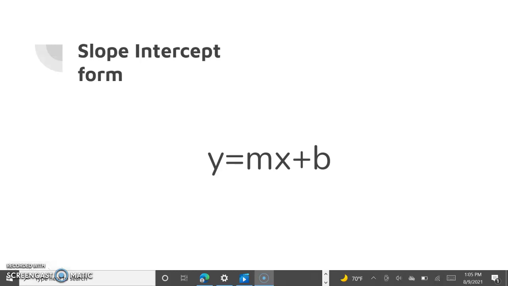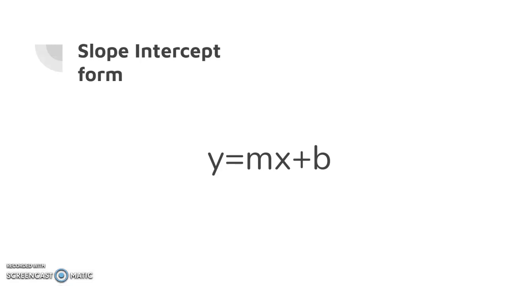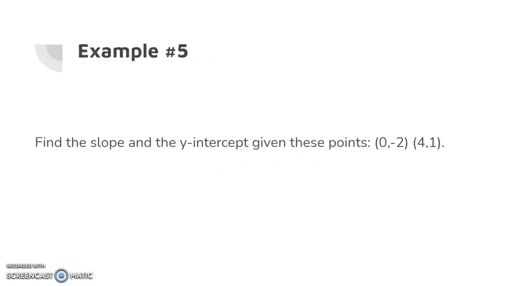The second to last thing I will be talking about is slope-intercept form. I do have an example to show what this does. It says find the slope and the y-intercept given these points. We're given the coordinates (0, -2) and (4, 1), and we will be using these to find the slope and the y-intercept.